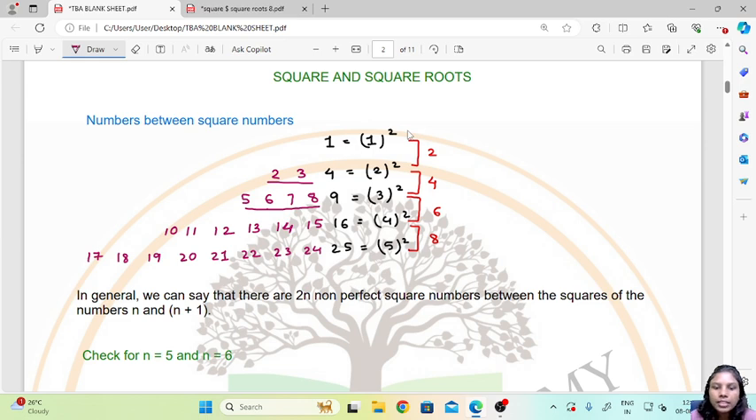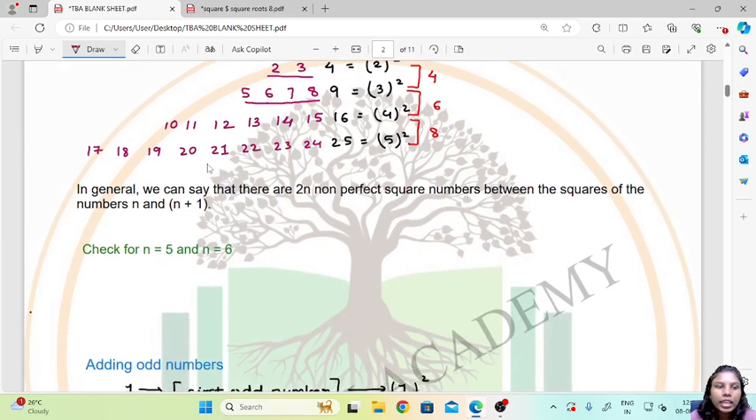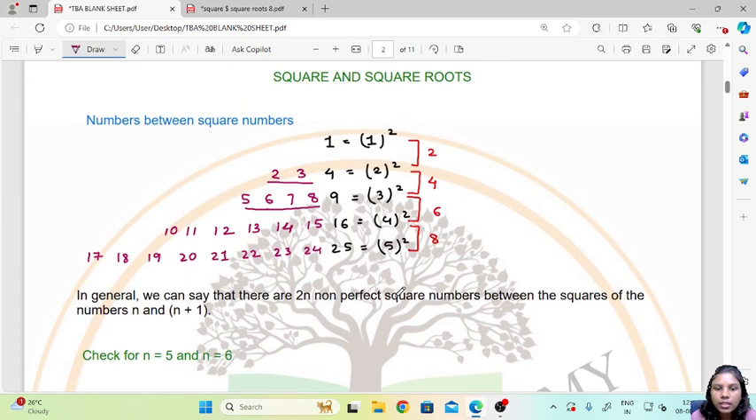So in general we can say that there are 2n non-perfect square numbers between the squares of the numbers n and n plus 1. Let's understand this. When we have a number n and we have n plus 1, the number of non-perfect squares between these two squares is 2n.